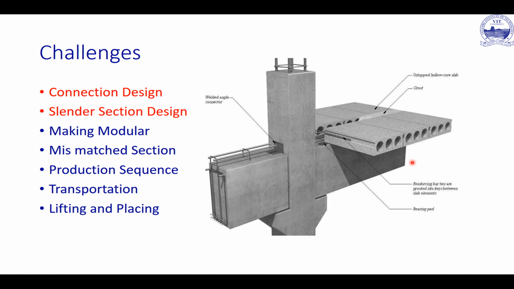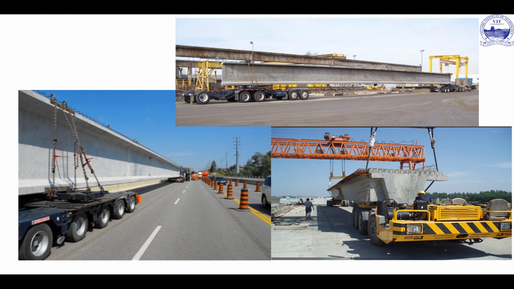And again, as we are talking, connection is the challenge. It's very difficult, and you are going to deal with slender sections, and slender sections have a tendency to buckle. So you'll have to think of keeping diaphragms at suitable distances so that it doesn't tend to warp and fail. Again, lifting and placing is a challenge. Can you see this girder? Of course, this is not in India. I've taken all these images from Google.